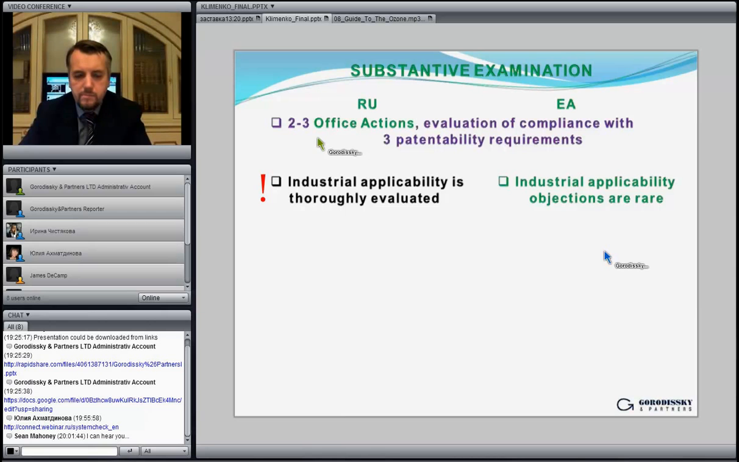So, for example, for our European clients, it's quite often not a pleasant surprise. The Russian examiners are not that much concerned with the utility thing, because, for example, if you patent antibodies, it is obvious that they will find their use in industry or can be industrially produced. So this is not an issue. What concerns them is how justified your claim scope is.